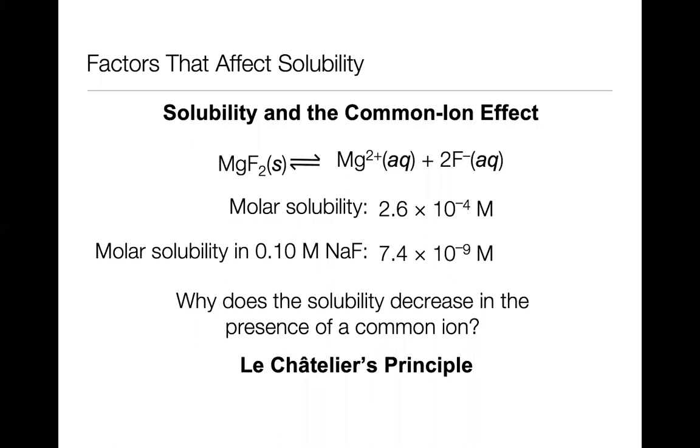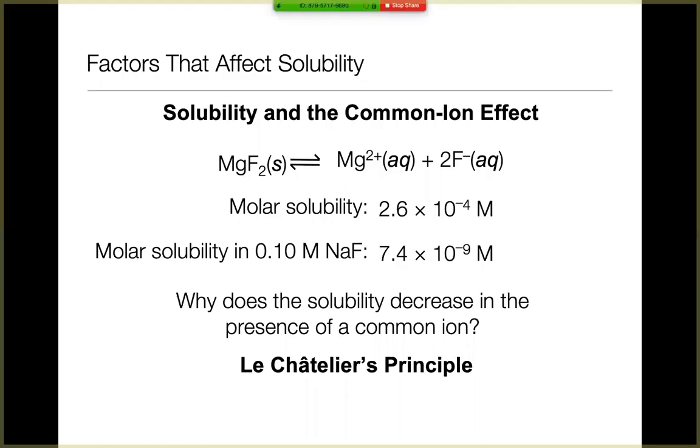When I added some sodium fluoride, you can see it precipitously drops to 10 to the negative ninth. So literally 5 orders of magnitude. So 10,000-fold, right? Why does this happen? Well, it literally comes down to Le Chatelier's principle.